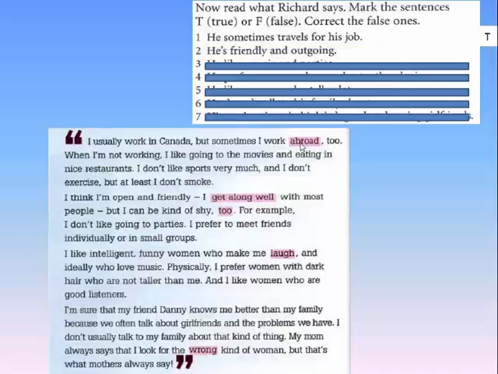He's friendly and outgoing. Well, I'm open and friendly, and I get along well with most people. So yes, I think he's friendly and outgoing.